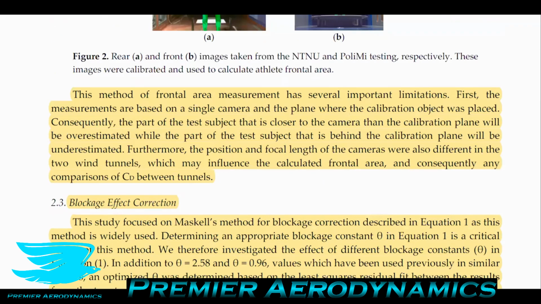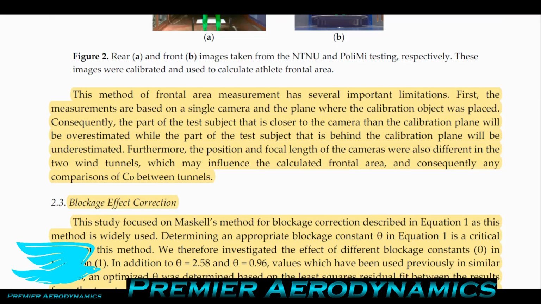Then they measured the frontal area of the skier, so they know what the frontal area is for the drag and their calculations, and also the blockage ratio. And what they found was that the method of the frontal area measurement has several important limitations. So this is quite good. They go through what potential differences there were between the 2 tunnels.